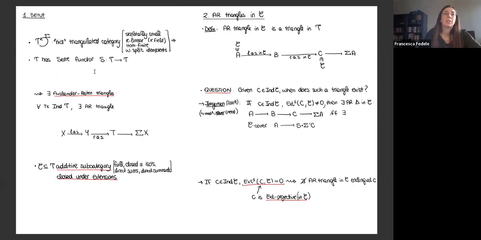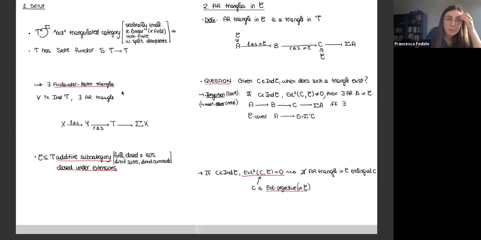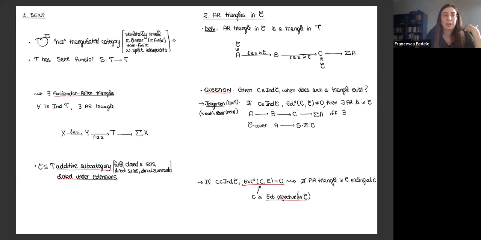This is a special functor, and the reason why we assume we have it is that then we can assume there are the Auslander-Reiten triangles. So if you have a Serre functor, you also have these Auslander-Reiten triangles.